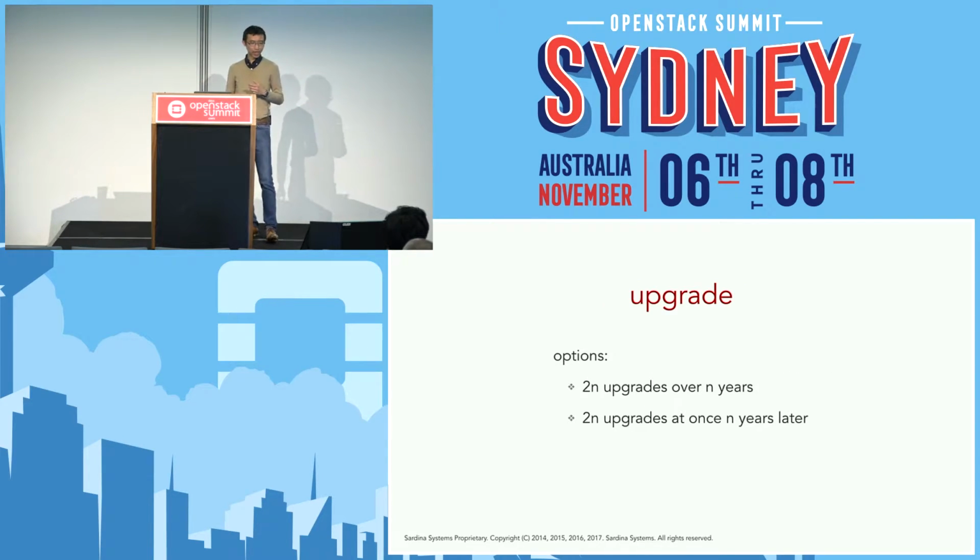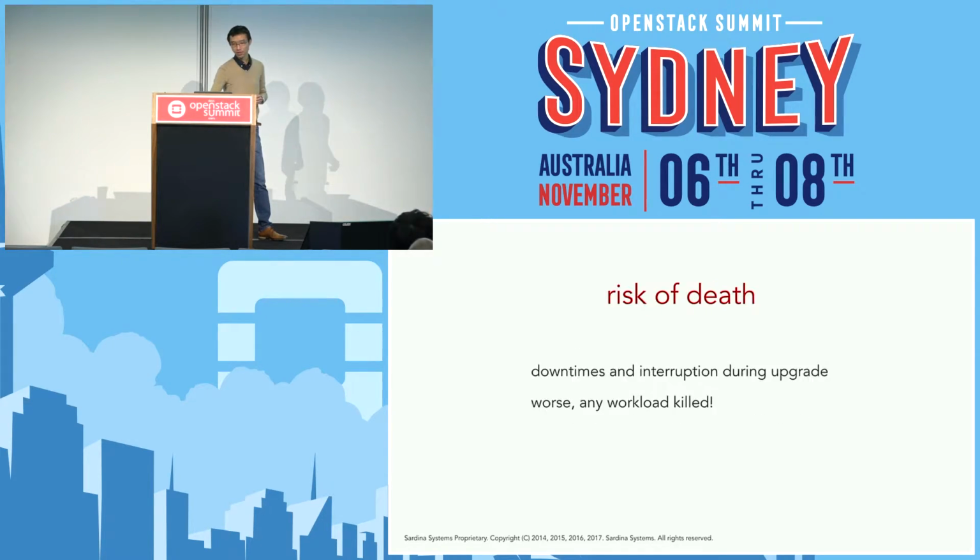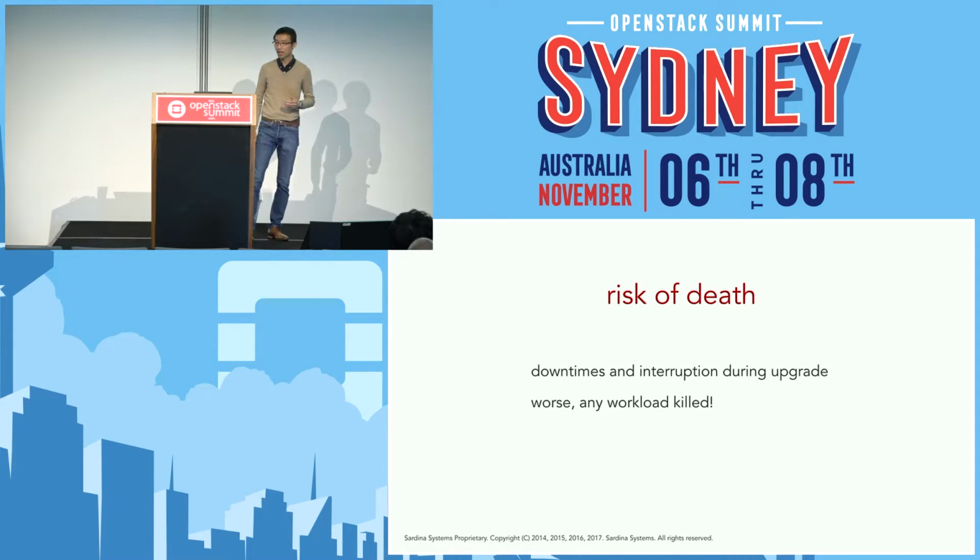If we look at upgrade, we've got two options for upgrades. Either we do 2n upgrades over n years, or we do 2n upgrades once in n years. Take your pick. So the risk of death is really downtimes and interruptions during upgrades, and worse, if any workload is killed.